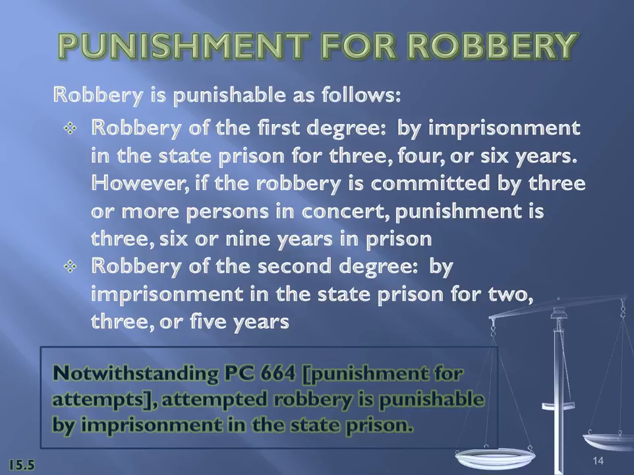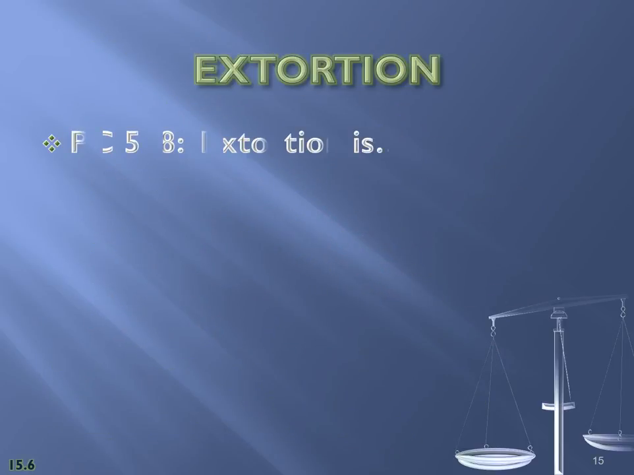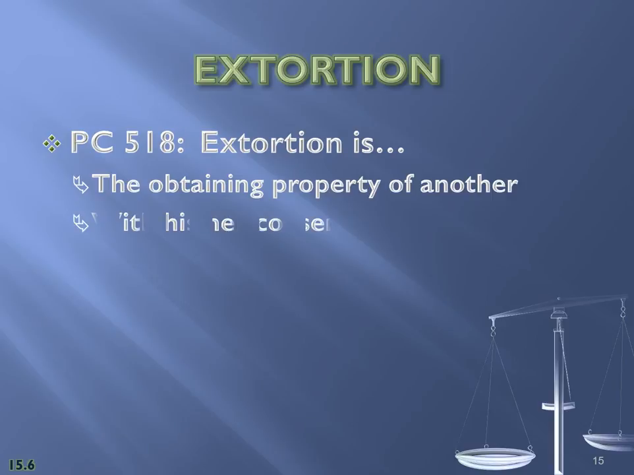So punishment for robbery, well, it's punishable as follows. Robbery of the first degree by imprisonment in the state prison for 3, 4, or 6 years. However, if the robbery is committed by 3 or more persons in concert, punishment is 3, 6, or 9 years in prison. Robbery of the second degree by imprisonment in the state prison for 2, 3, or 5 years. Now, notwithstanding Penal Code 664, attempted robbery is punishable by imprisonment in the state prison. So you can see how that goes. Now, so we've pretty much got robbery, I think, down pat.